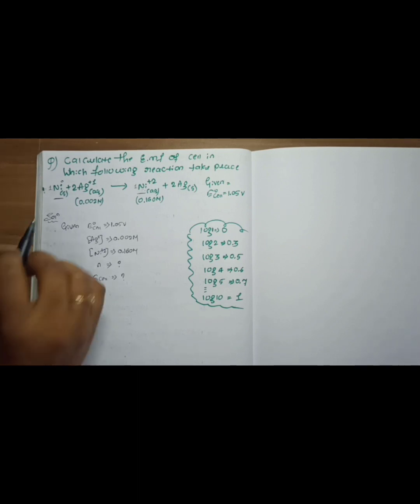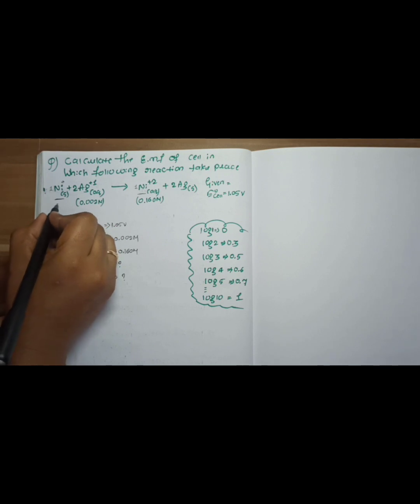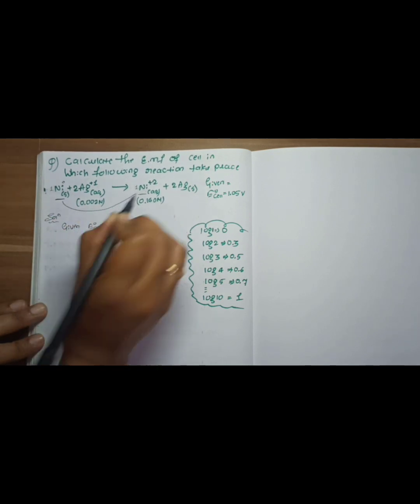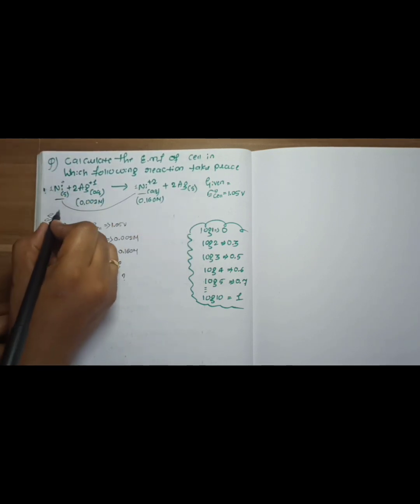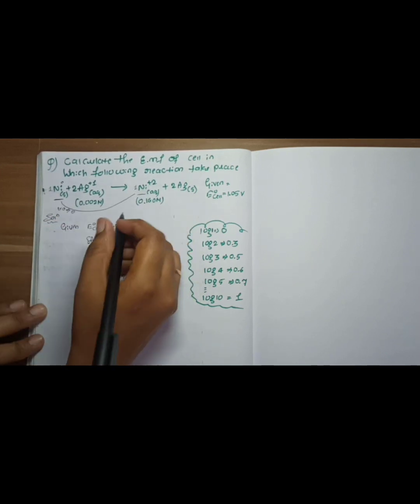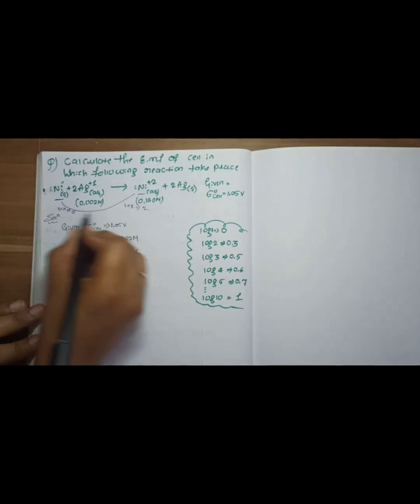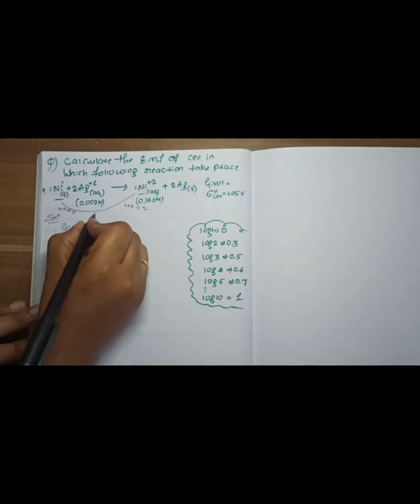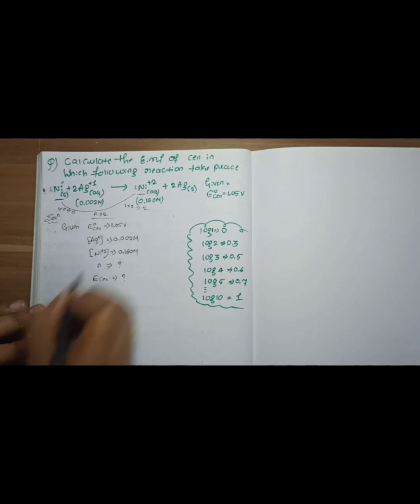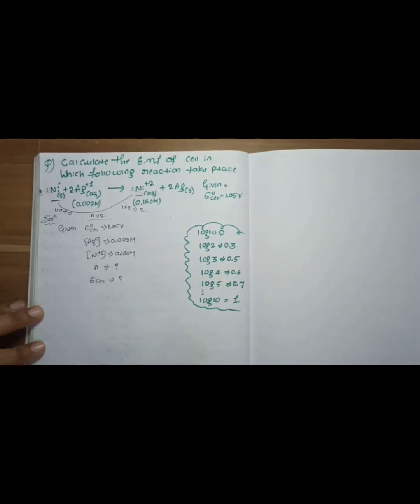Next, we multiply: 1 into 0, what do we get? 0. 1 into 2, what is the overall value? 2. From 0 to 2, what is the difference? That you have to take as the n value. Simple. Any one half cell reaction you have to consider.